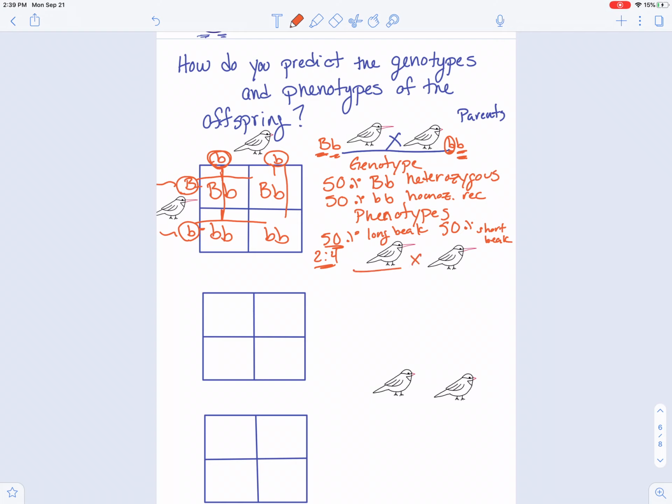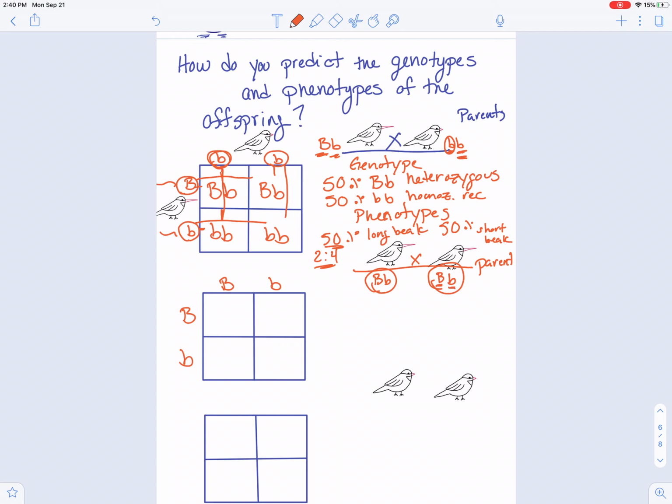Here we have parents again, and they both have long beaks, and we're going to pretend that they're both heterozygous. So they're both big B, little b's. So what are the potential gametes for this first bird? We're going to say that that bird can either pass on a big B or that bird can pass on a little b. Then we're going to look at this bird and see what they could possibly pass on. And again, they can either pass on a big B or they can pass on a little b.